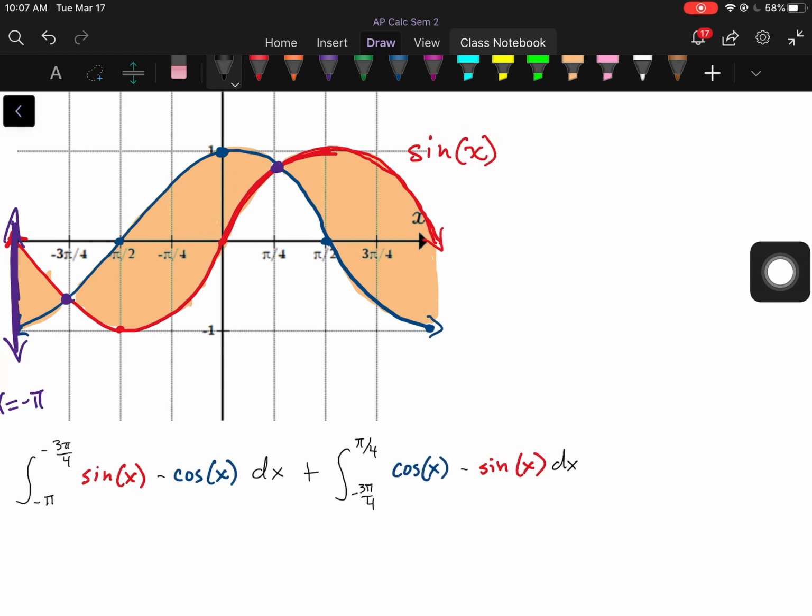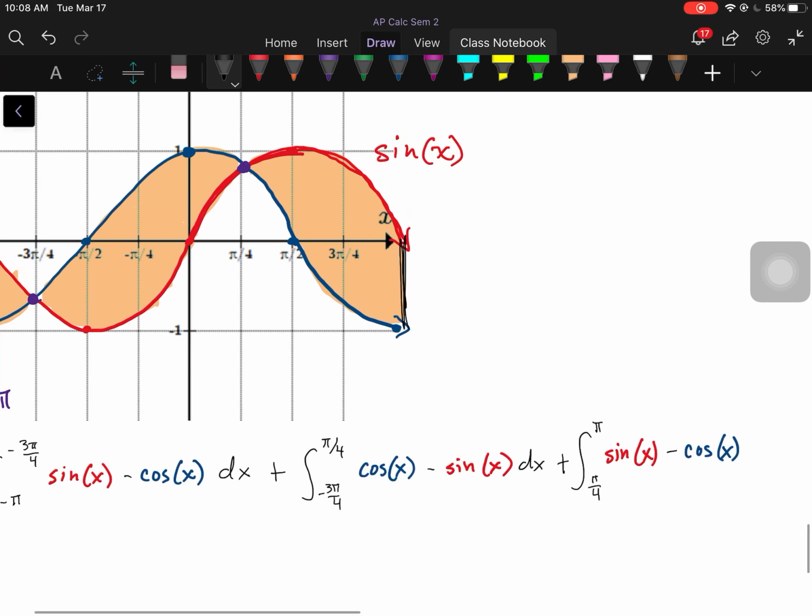And then, of course, the last integral we're going to set up is going to be from positive pi over 4 to, it looks like the vertical line over here, x equals pi. And in that case, they switch places again, and sine of x is again the greater function minus cosine of x, which is the lesser function.